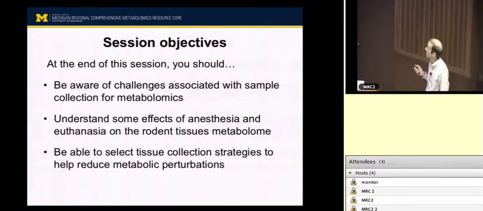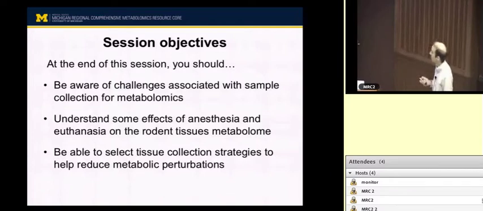So after this session, hopefully you will be aware of some challenges associated with sample collection for metabolomics, specifically metabolomics of tissue samples like organs from a living animal. Understand some effects of anesthesia and euthanasia on the rodent tissue metabolome, looking specifically at those of you who may do research with mice and rats.